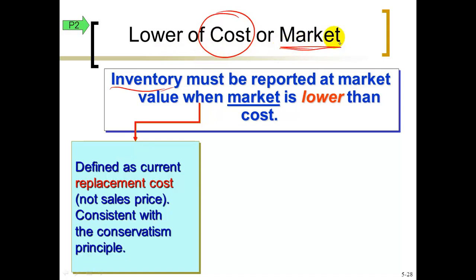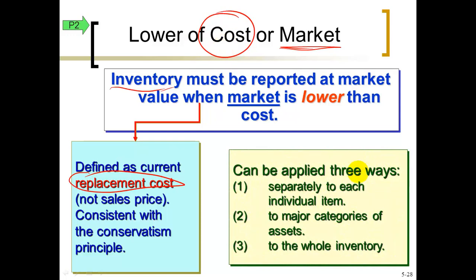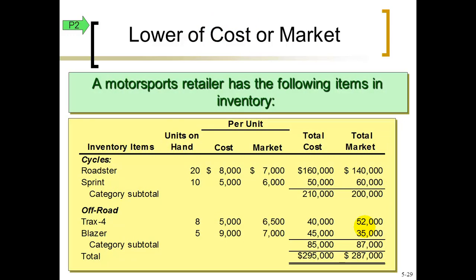The word market is kind of misleading. It really represents replacement cost. How much you would pay your supplier to replace the inventory that you still have in hand versus the cost you had actually paid that supplier. So this concept can be applied in 3 different ways. Let's take a look at the example here.